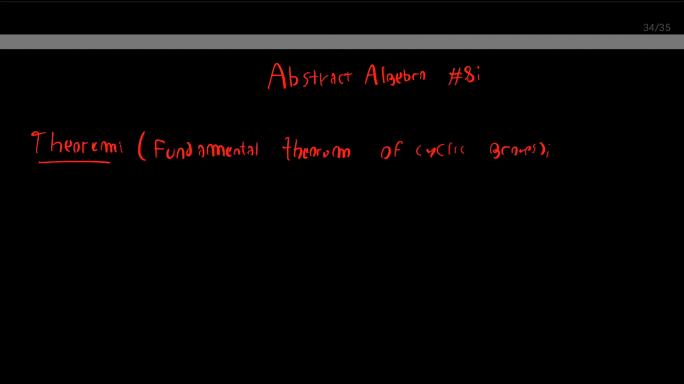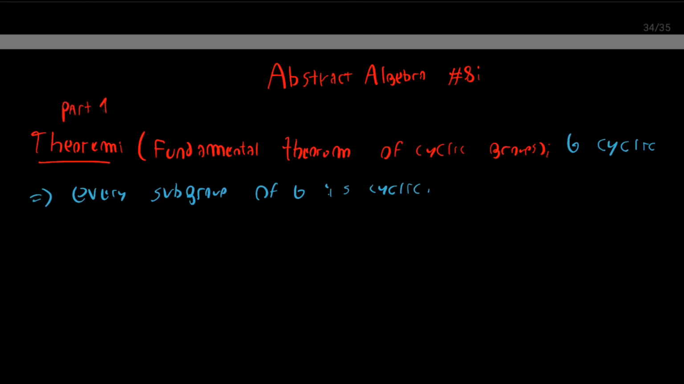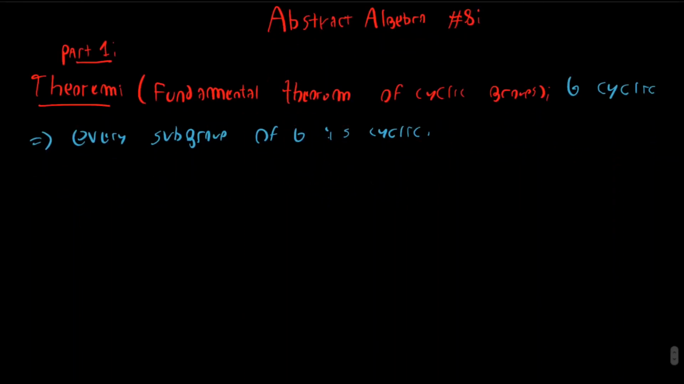So let's suppose that G is a cyclic group. So I'm just going to write G is cyclic. Then every subgroup of G is cyclic. Let's call this part 1, because we're going to subdivide this proof into various parts. And let's prove part 1 specifically.